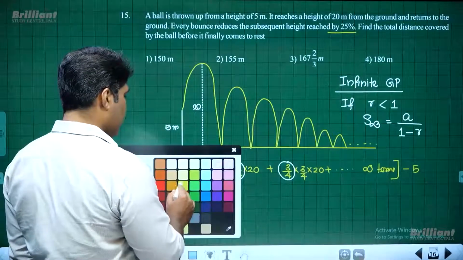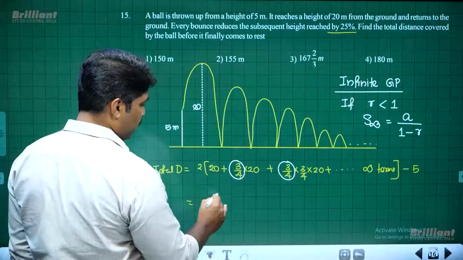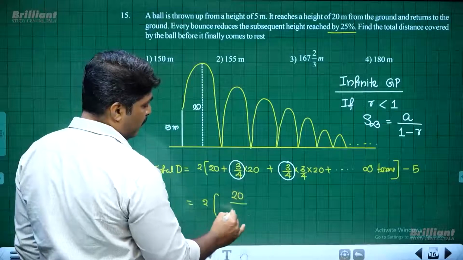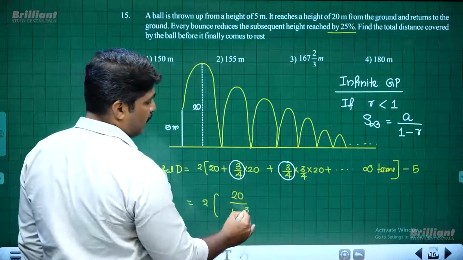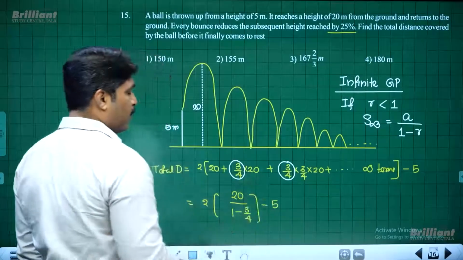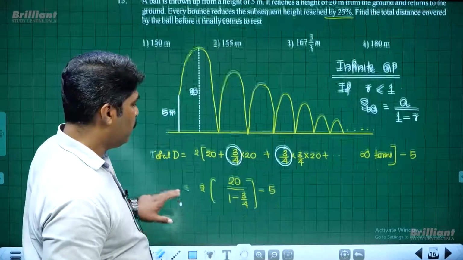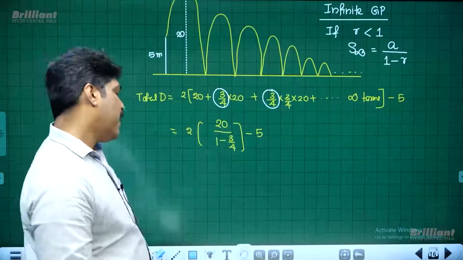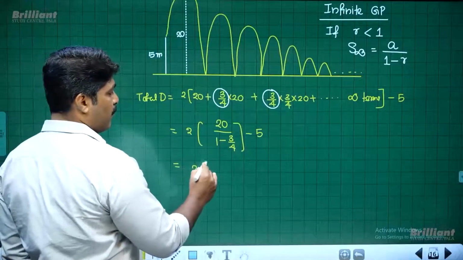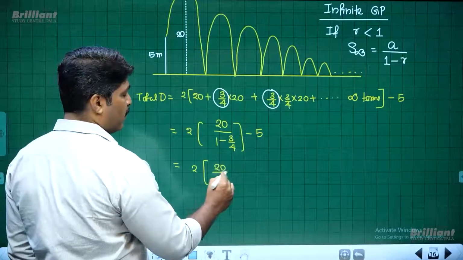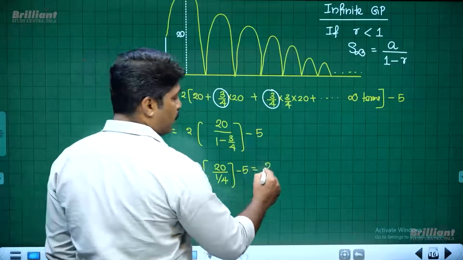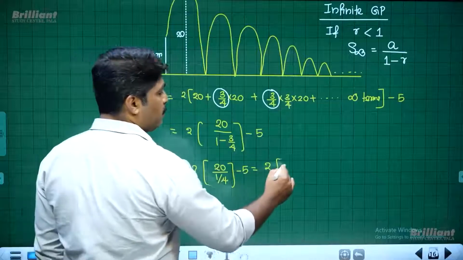So how can we conclude this one? This is 2 in 2. Apply the result of infinite GP here. The first term is 20 divided by 1 minus 3/4, minus 5. So how will it become? 2 into, this value 1 minus 3/4 is equal to 1/4. So we can write this as 2 into 20 divided by 1/4, minus 5.